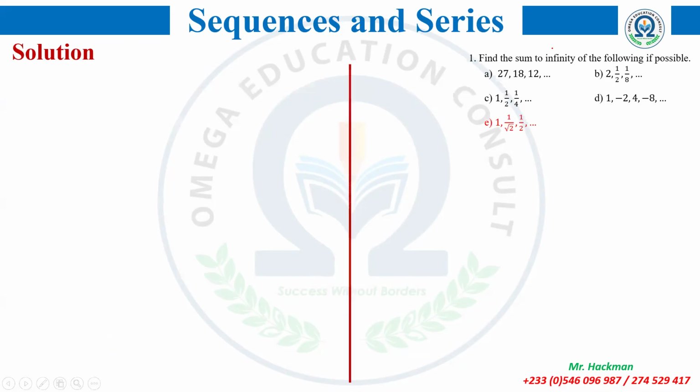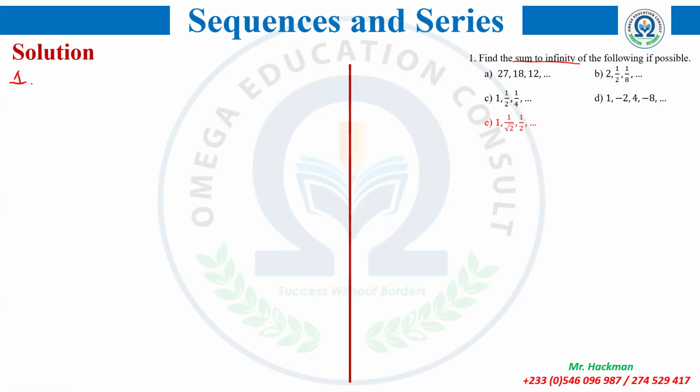As usual, when you read a question, you underline the salient part. What am I looking for? Sum to infinity of the following sequences, if possible. The questions are numbered because we want you to number your solution. The first thing that you write here is Solution, which is already typed. After that, the questions are numbered.